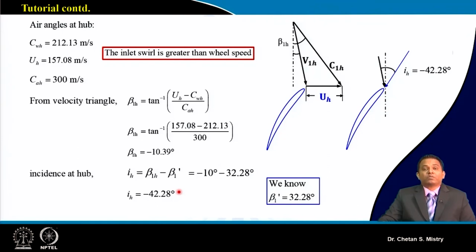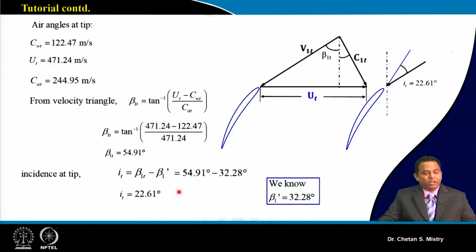Remember, this is a numerical, and this kind of number may not come in an actual condition. But for understanding, you can say this is how we calculate our incidence angle at the hub. In line with that, we can do our calculation for the tip station.